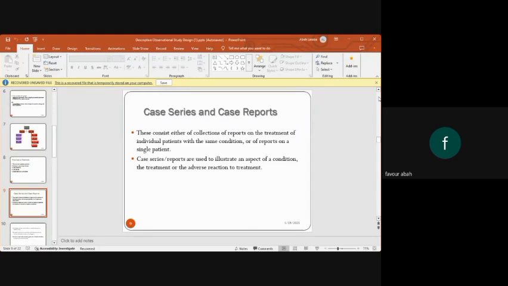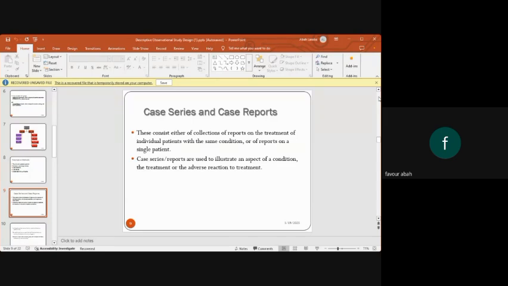For case reports, you would put up the history of the patient, the symptoms, diagnosis, treatment, and outcome. Like we have on the slide, this consists of either a collection of reports on the treatments of individual patients with the same condition, emphasis on the same condition, or reports of a single patient. So that's your case report.